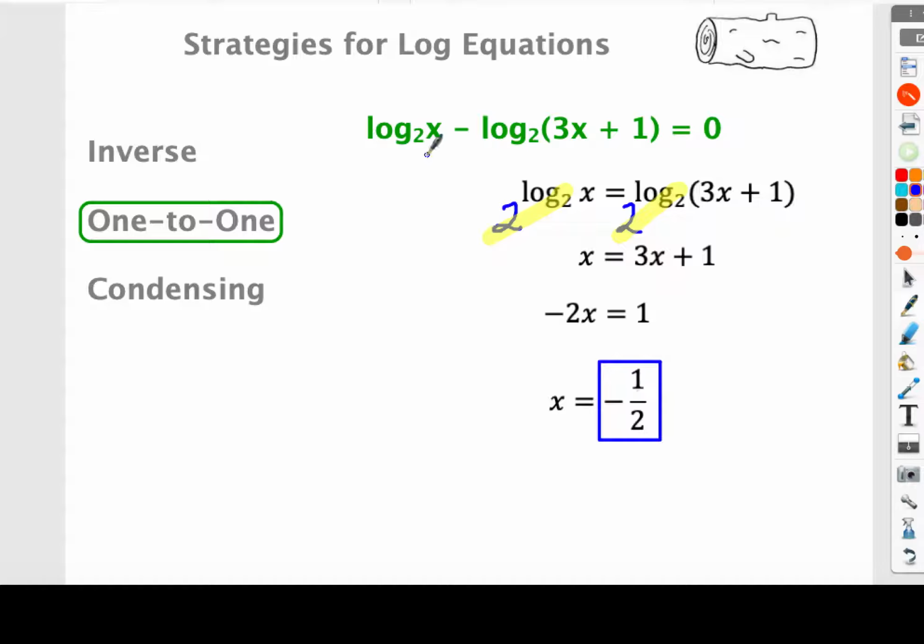Now, I do have a slight problem with that though. -1/2, being a negative number, when I go to plug that back in, log base 2 of a negative number wouldn't be a real answer. So I can't have a negative solution. It's not going to work right here. So therefore, this one doesn't work.